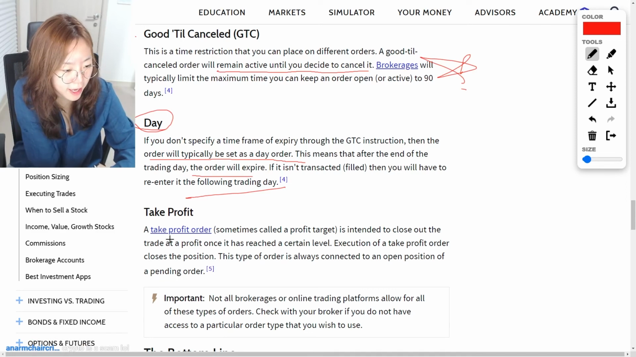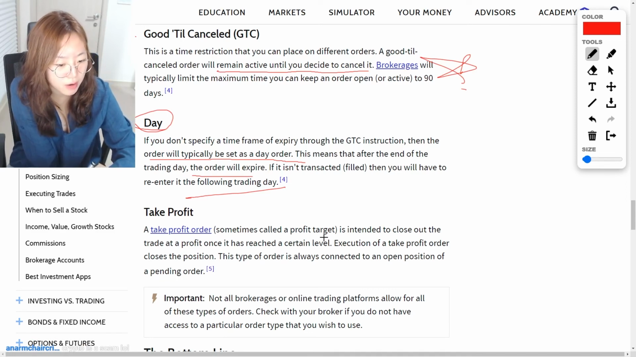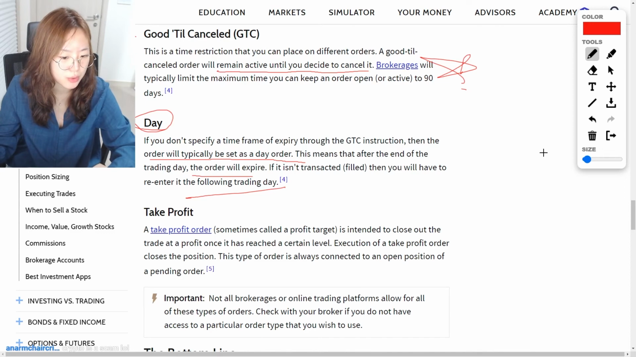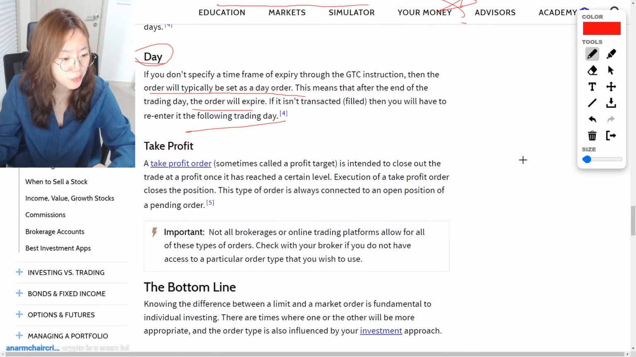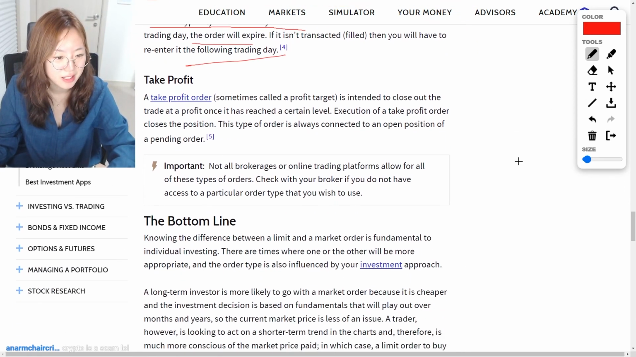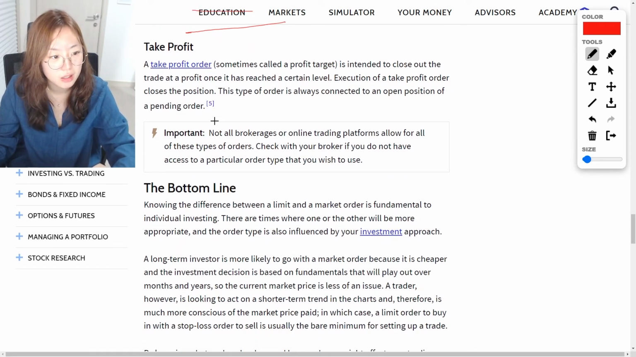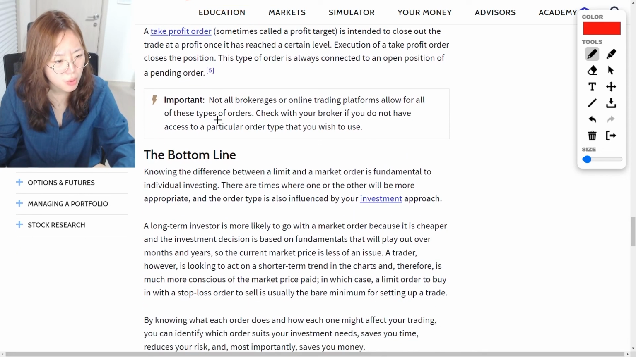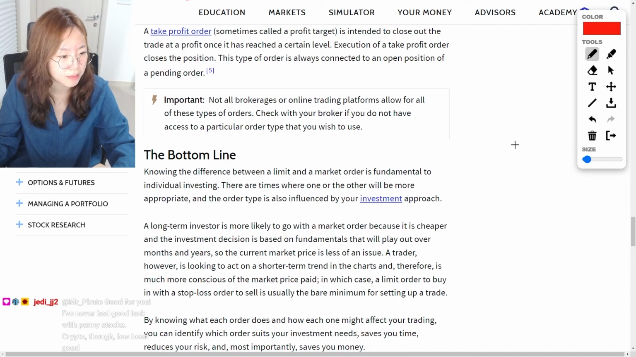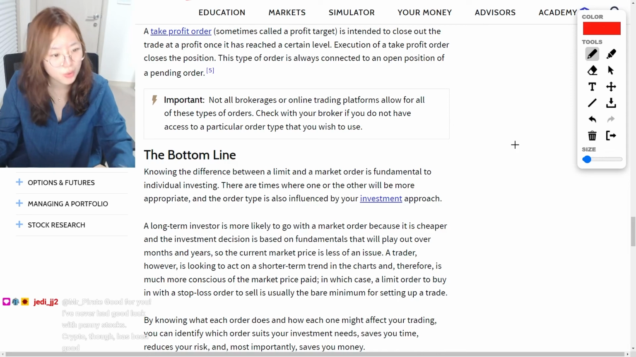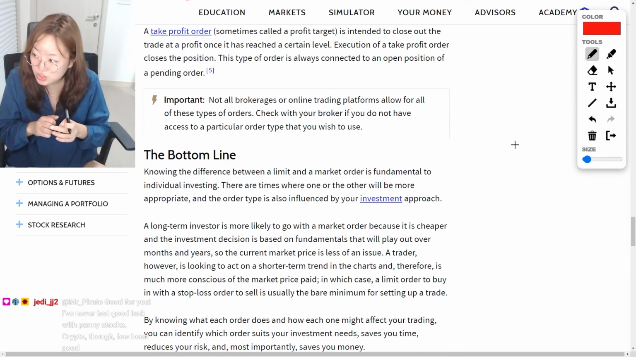Take profit. A take profit order, sometimes called a profit target, is intended to close out the trade at a profit once it has reached a certain level. Execution of a take profit order closes the position. This type of order is always connected to an open position or pending order. Not all brokerages or online trading platforms allow for all these types of orders. Check with your broker if you do not have access to a particular order type that you wish to use.